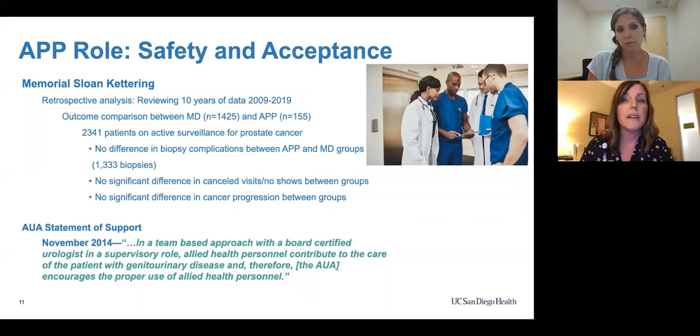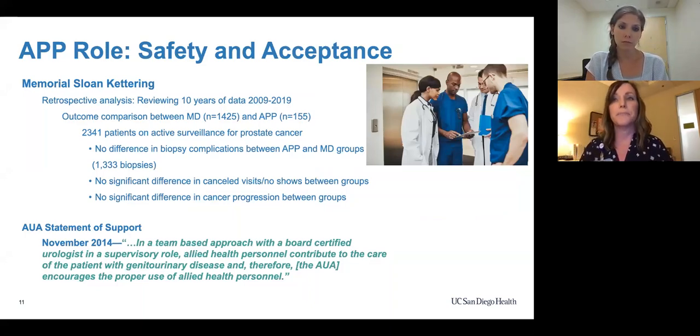How about the safety of APPs and having APPs provide oversight for men with low-risk prostate cancer? A retrospective analysis at Memorial Sloan Kettering was conducted to compare outcomes between APPs and MDs. There were 155 APPs and 1,400 MDs. The outcomes assessed were prostate biopsy complications, no-show rates for biopsy procedures, and cancer progression between groups. Between 2000 and 2019, 2,341 patients had active surveillance follow-up visits, with 1,300 of them having biopsies.